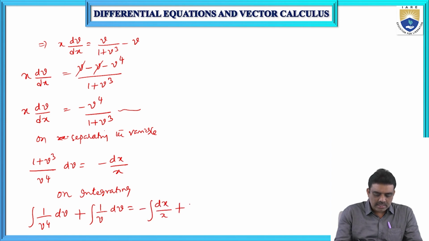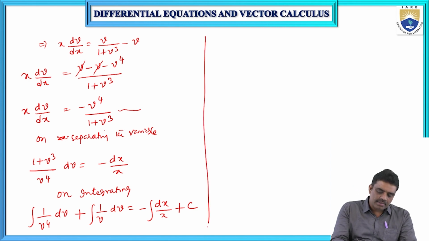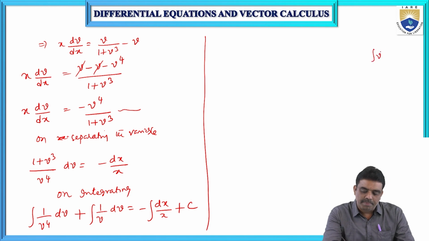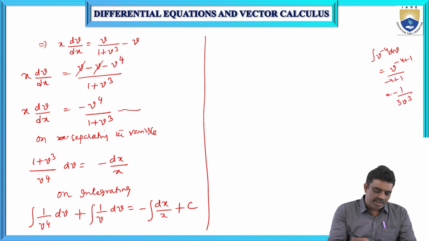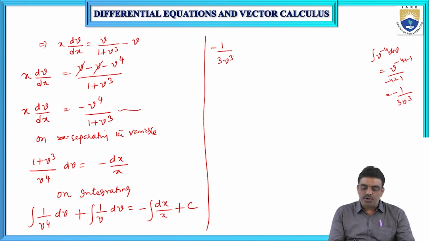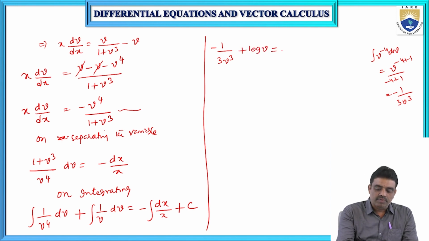/x + c. Or what I can write here, the integral of v^(-4) dv is v^(-4+1)/(-4+1), or -1/(3v³), that is the integration, -1/(3v³). Here plus the integration of 1/v, log v, is equal to -log x + c.